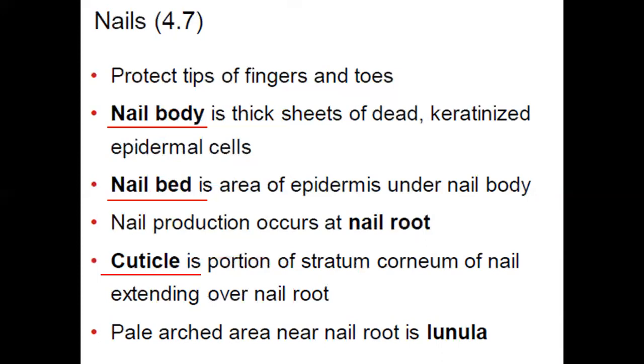The bed is an area of the epidermis under the nail body where the nail production actually occurs from the root. And then the cuticle is the portion of the stratum corneum of the nail that extends over the nail root. So there's lots going on. And that little pale arch that you can see at the base of your nail is the lunula.